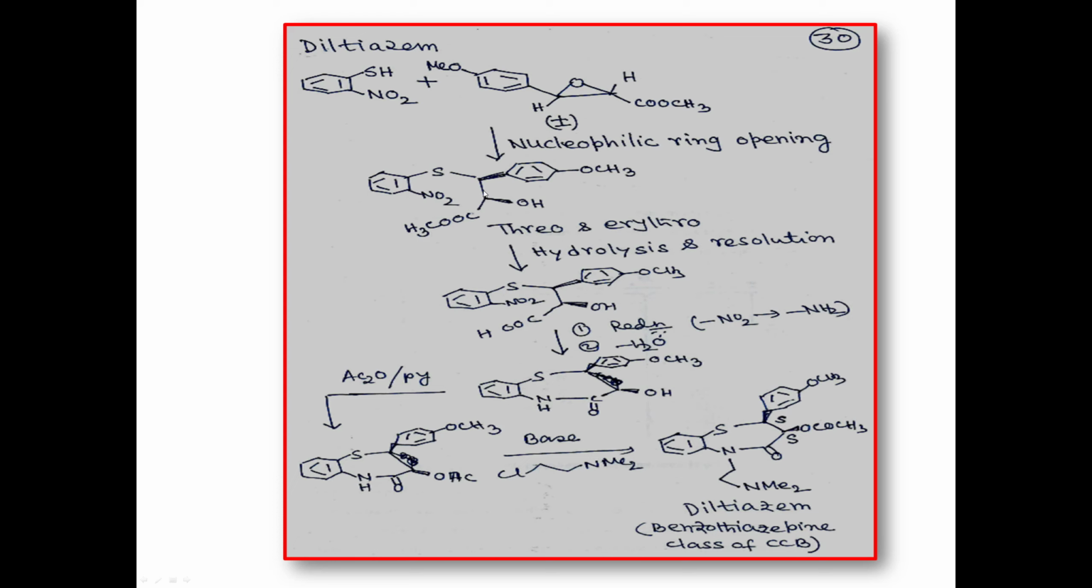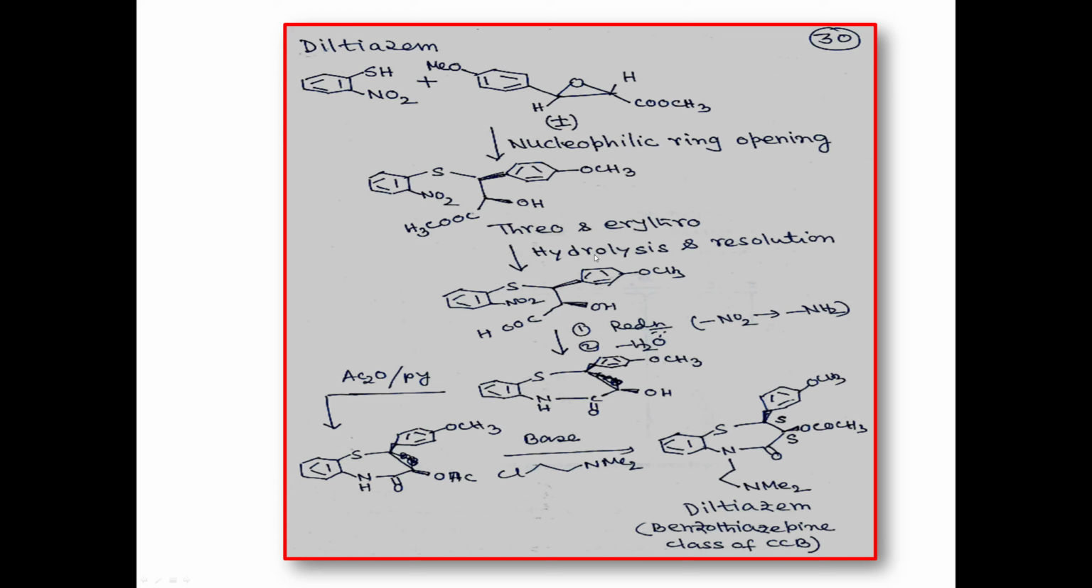Now we know that this compound contains two chiral centers, and the two chiral centers are of different types, meaning this comes under AB type. So a total of 4 stereoisomers are possible. Two threo isomers are there, and two erythro isomers are there. So 2 plus 2 is equal to 4. But we have to go for the separation because diltiazem is a chiral drug.